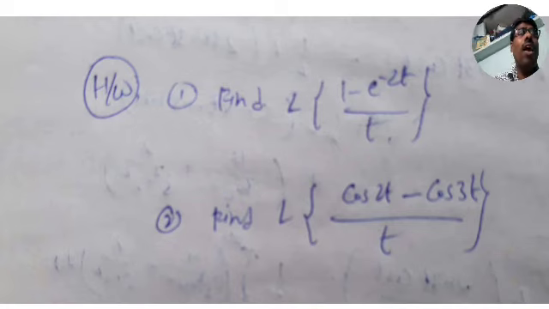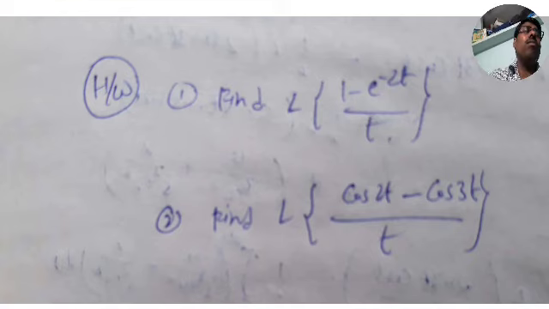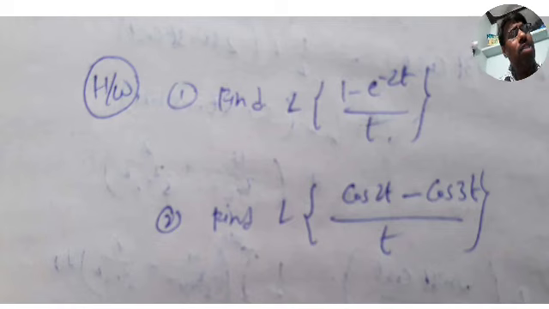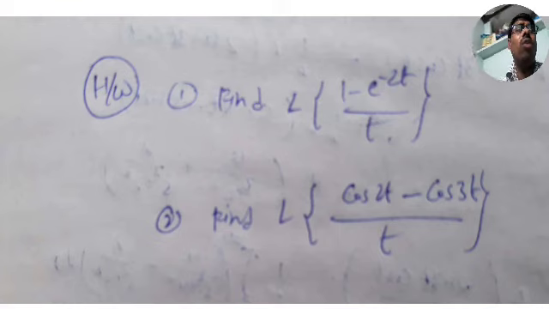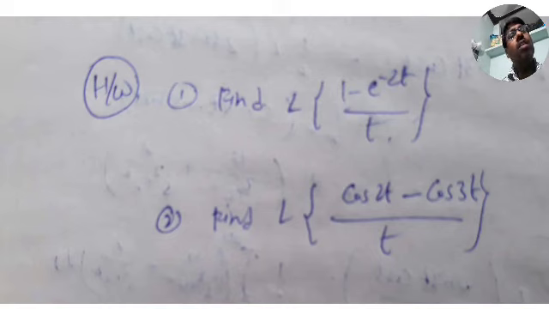Second problem, find L of cos 2t minus cos 3t by t. Again, the denominator t means it is division by t. What are the other terms? Cos 2t minus cos 3t. So f of t is cos 2t minus cos 3t. Find f bar of s, that is s by s square plus 4 minus s by s square plus 9. Now do the integration from s to infinity. That's it. These are the homework problems for today.